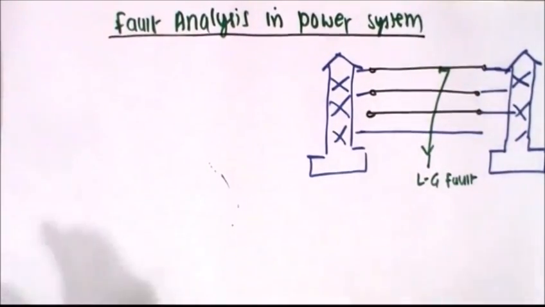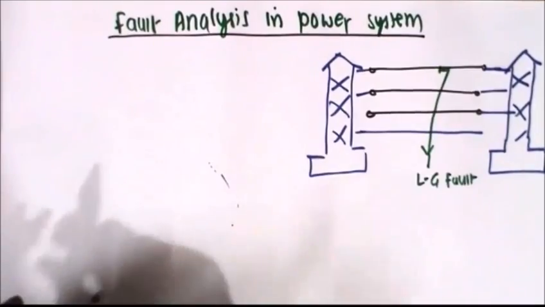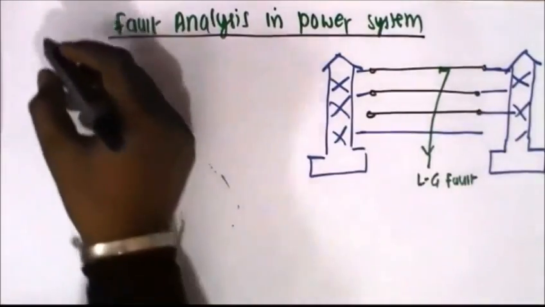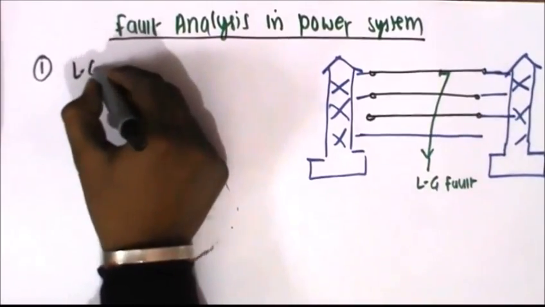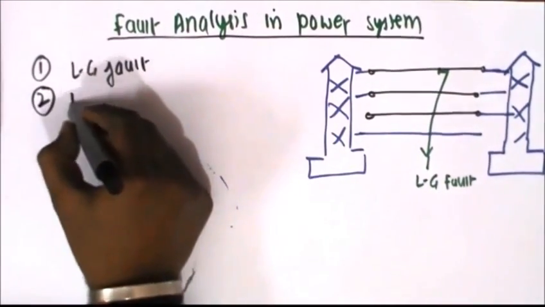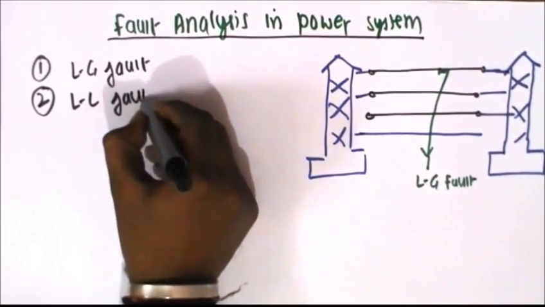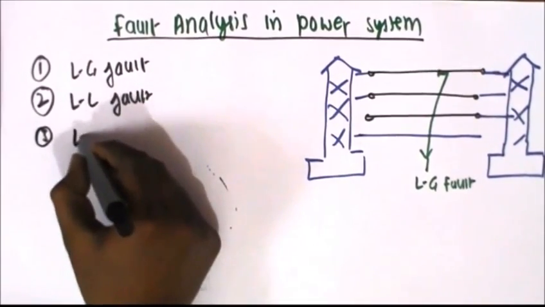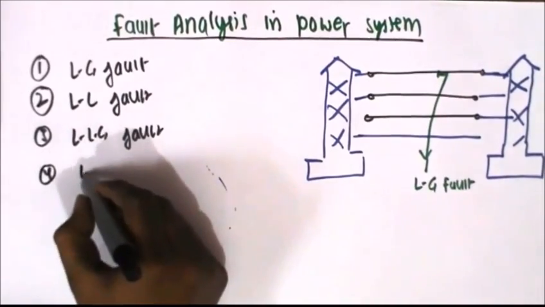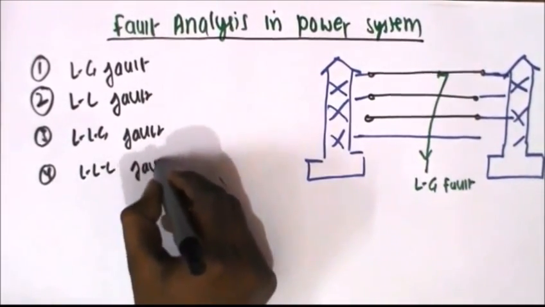So a fault means the point where something happens which is against our rules. There are four types of faults. The first is what we call the LG fault. Second is the double L fault. Third is the double LG fault. And the fourth is the LLL fault.